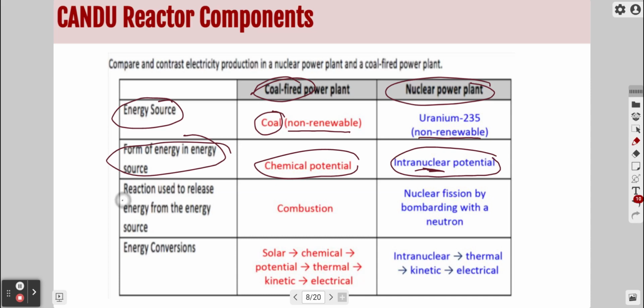And what reaction is used to release the energy from this source? It's combustion for coal, and it's nuclear fission, by bombarding it with neutrons. It's nuclear fission that's happening in uranium.